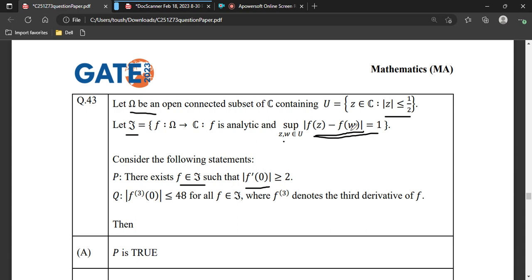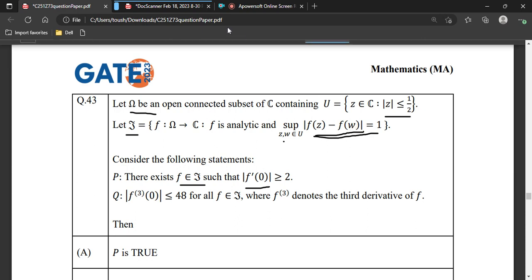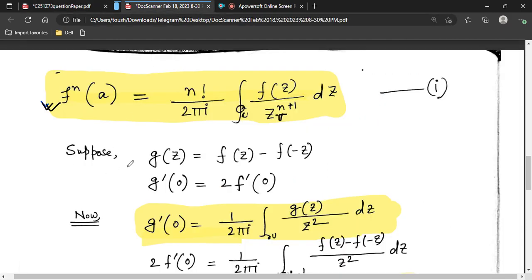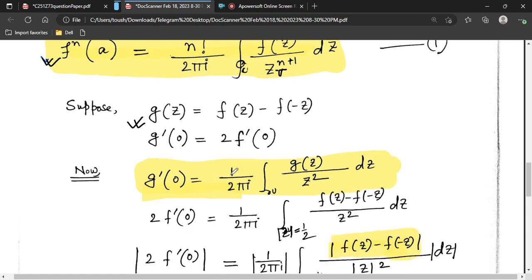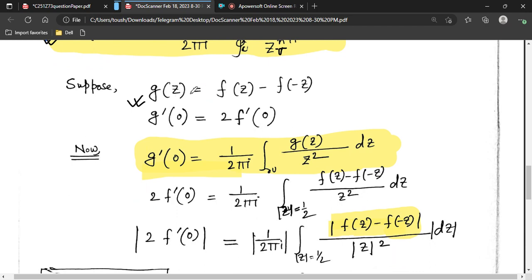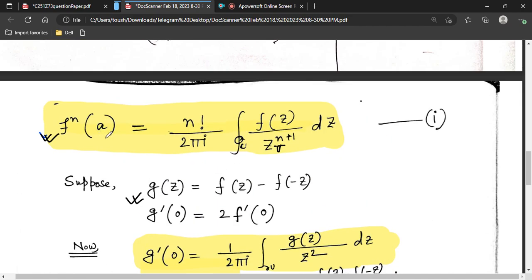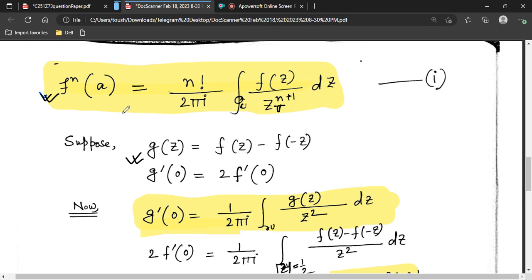Now to do this problem, because a term looks like f(z) minus f(w), to construct this type of function we consider another function and name it g(z) equals f(z) minus f(minus z). Why we take this type of function, you will see shortly. If g(z) is this, then g dash z is f dash z plus f dash minus z, so at the point 0, g dash 0 is 2 f dash 0.